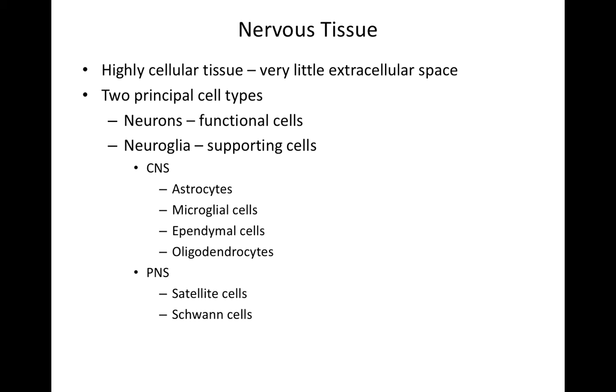When we look at this tissue, it's roughly 10% neurons and about 90% neuroglia. So we have a ton of cells in here, but they're mostly neuroglia. The functional cells are neurons, so we're going to start there. We're going to talk about them.